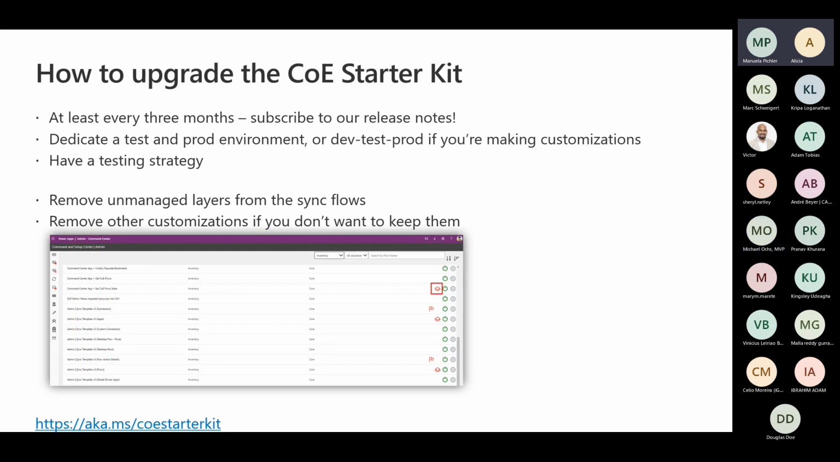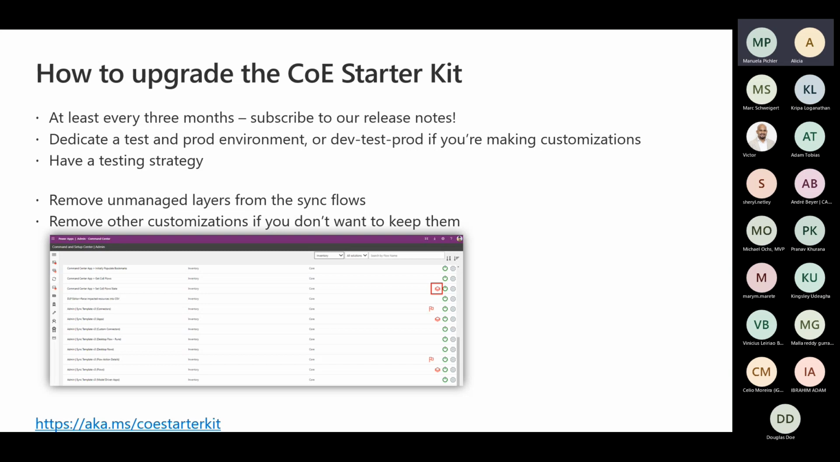So I think we talked about it last week. We release the CoE kit on a monthly basis. So every month a new version comes out, and that adds bug fixes or new features. And we do recommend upgrading at least every 3 months. So definitely subscribe to our release notes on GitHub, so you get an email when a new release goes out, and you can review what's in the release.